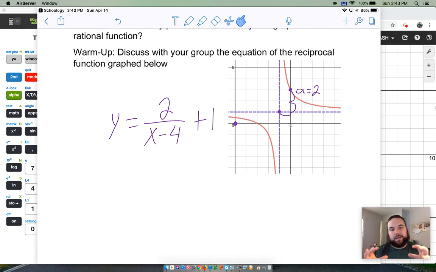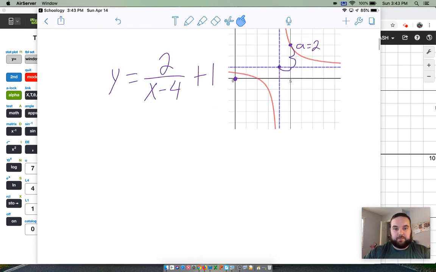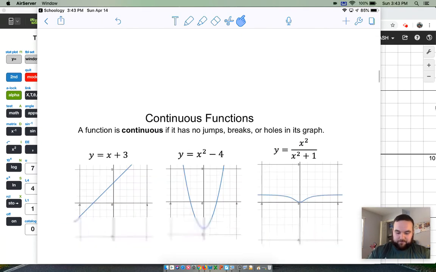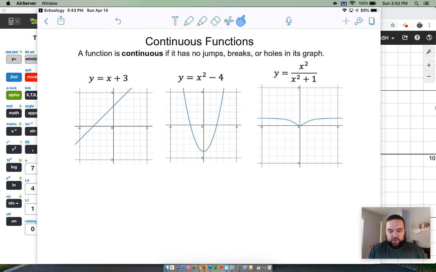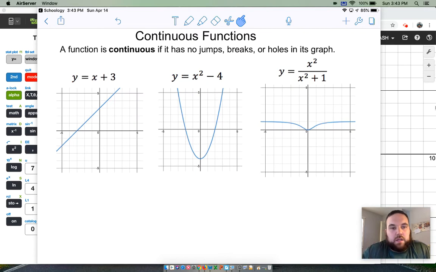So where those asymptotes move, and what the a value on top is, is basically what we have going on here. A little bit of new vocab today, and what we're going to start with is functions that are continuous. When you think of continuous, I want you to think, could you draw the entire graph without picking up your pencil? Its definition is that a function is continuous if it has no jumps, breaks, or holes in the graph.